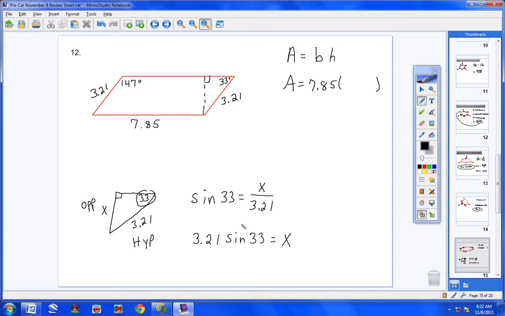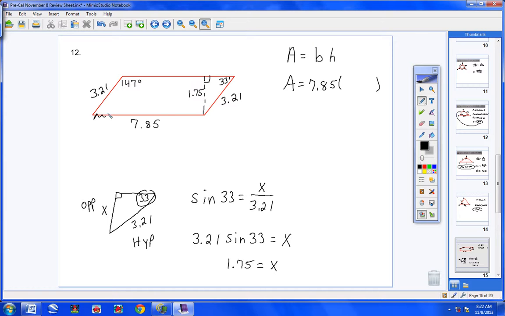3.21 sine of 33 gives me 1.748. I'm going to put 1.75. So my opposite side, x, is 1.75. So that means my height is 1.75.